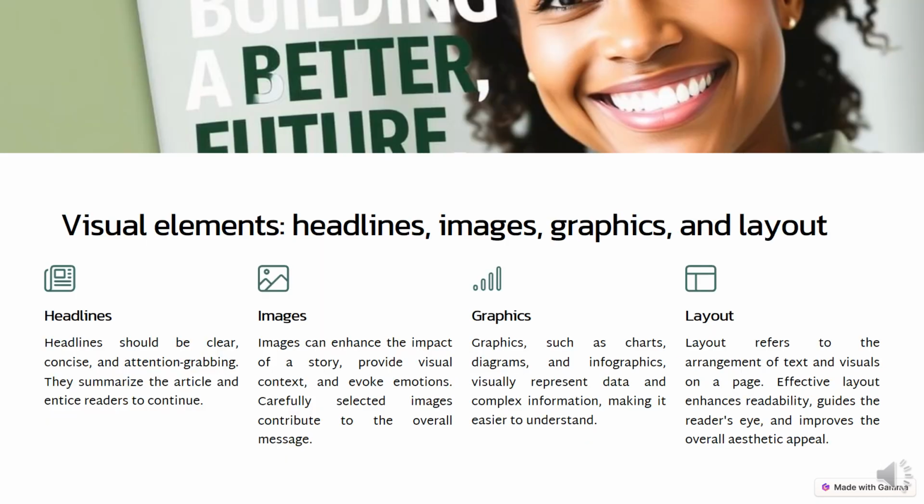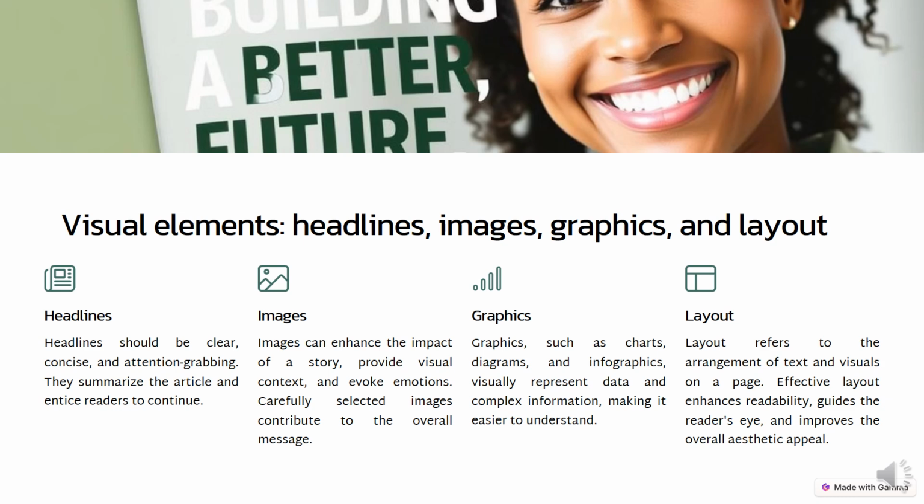What about visual elements? First of all, we can say about headlines. Headlines should be clear, concise, and attention grabbing. They summarize the articles and entice readers to continue. Images. Images can enhance the impact of a story, provide visual context, and evoke emotions. Carefully selected images contribute to the overall message.